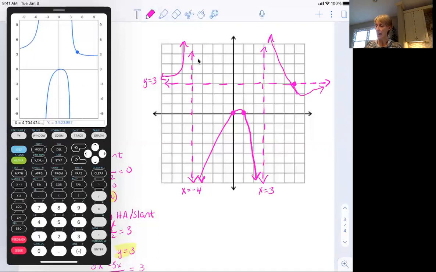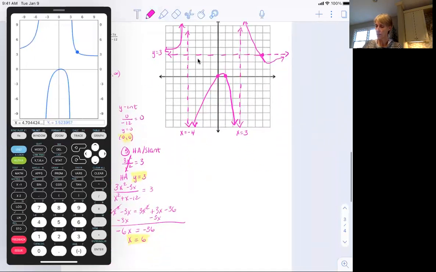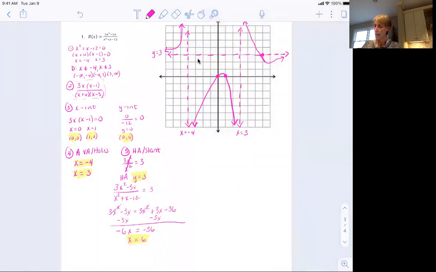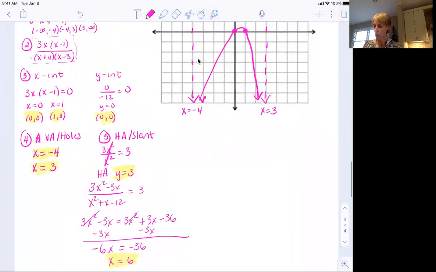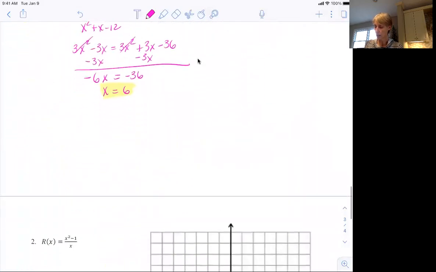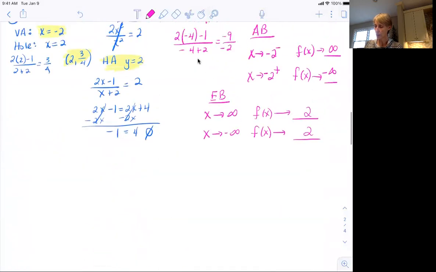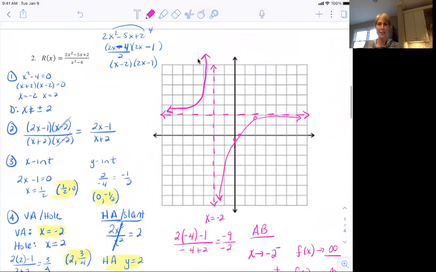Okay, so that's the actual graph of your curve. And don't stress out too much if you're not getting that crossing over the asymptote piece. I just kind of like to talk about it, but it's not a huge focus. I'd rather you be able to understand something like this that we did yesterday a lot more.